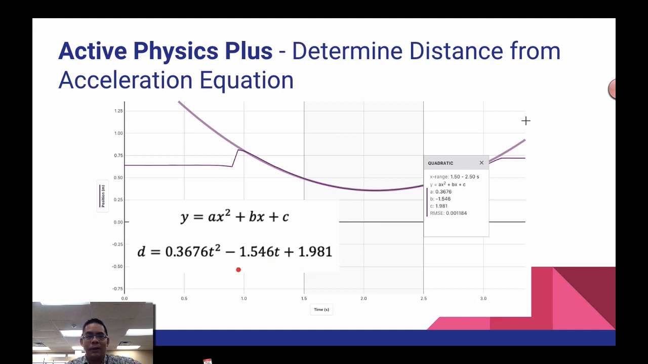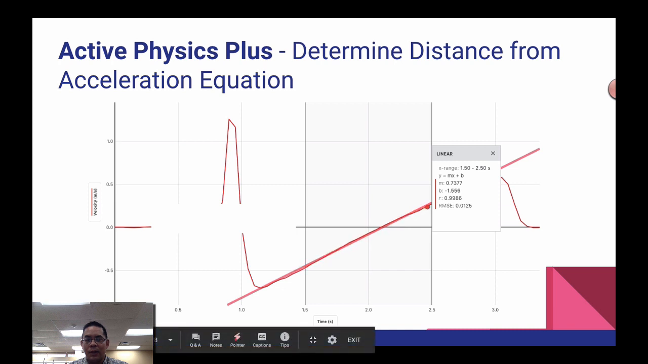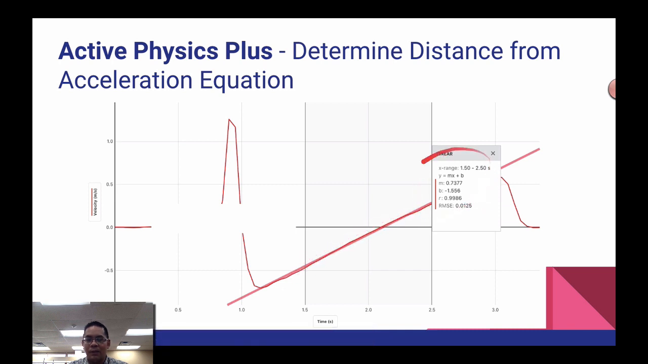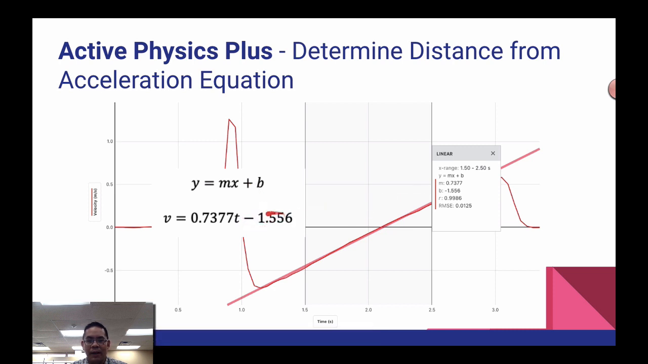So to look at this further, let's look at the velocity time graph for this exact same motion. When I look at that for the same time intervals, you'll see I get a straight line, and with a straight line I can find the equation of the line based on y equals mx plus b. So with y equals mx plus b, I can plug in my slope, and y in this case is velocity, so I'm going to put velocity here for the y, equals the slope of 7.377 times, instead of x, on the x-axis I have time, plus b, which is negative 1.556.